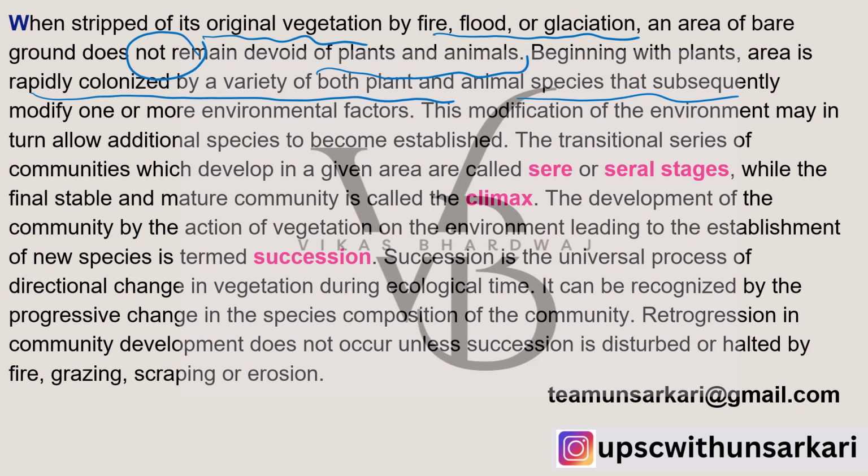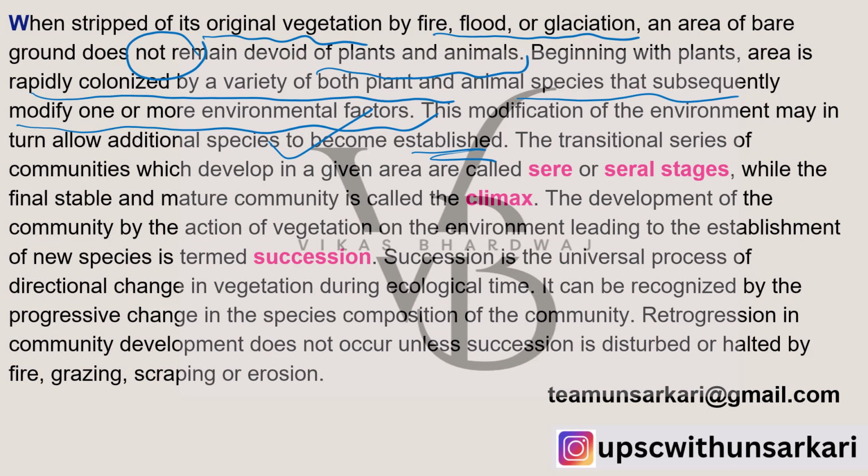That we have seen in the case of the Western Ghats, and even just go and Google what happened in Wayanad post landslide, and just see what keeps on happening when for 6 months you have the routes closed when heavy snowfall is there in the upper Himalayas, that is the Himadri region. So when there is a rapid colonization, there is a subsequent modification of one or more environment factors. I hope you will agree with this. And the modification of environment may allow additional species to become established.